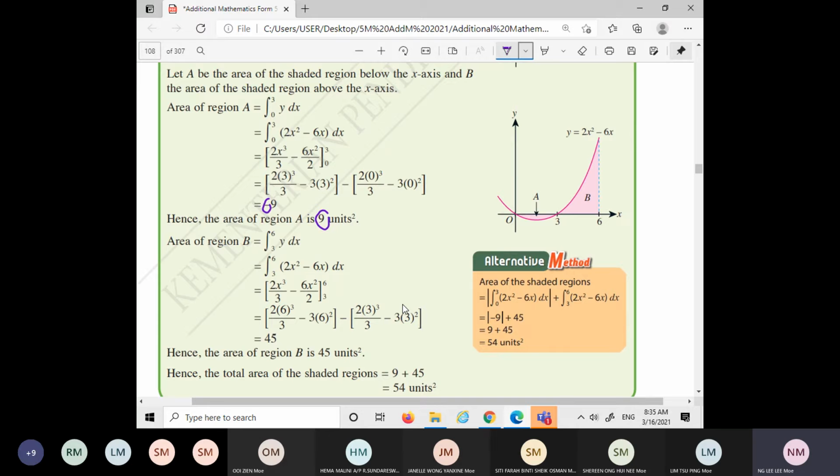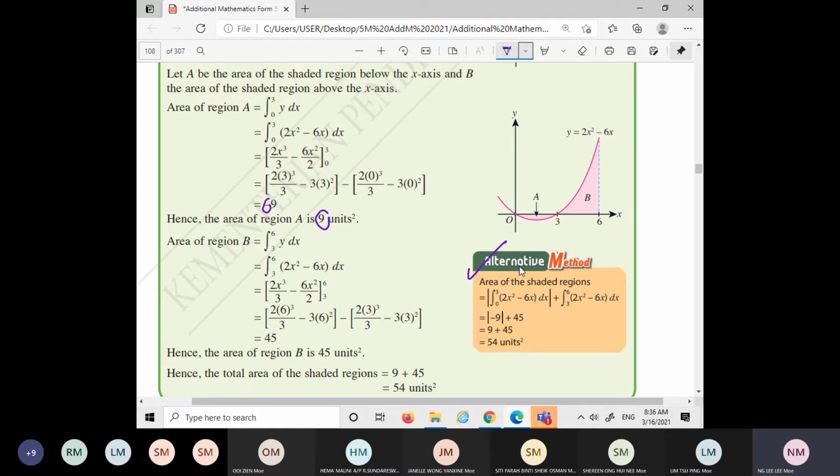So we see, from 0 to 3, same thing, y dx. The y is 2x squared minus 6x. Then you do the integration, substitute in, and you get negative 9. So remember to change negative 9 to 9. Then for region B, you do the same thing, but the limits are from 3 to 6. The integration is all the same. After that, you substitute the upper and lower limits, and you get 45. Last step, you just add 9 plus 45, you get 54.